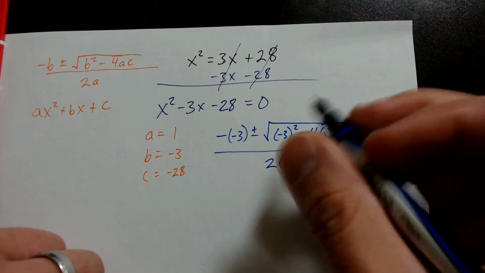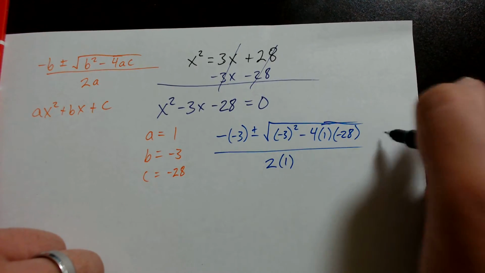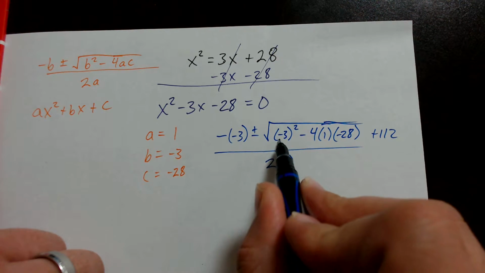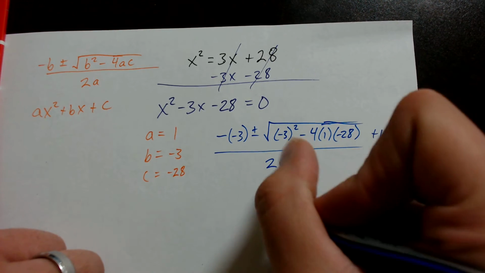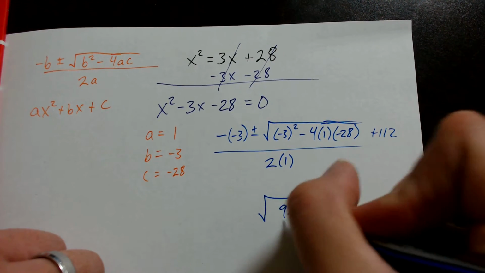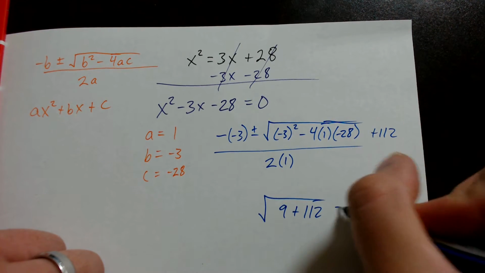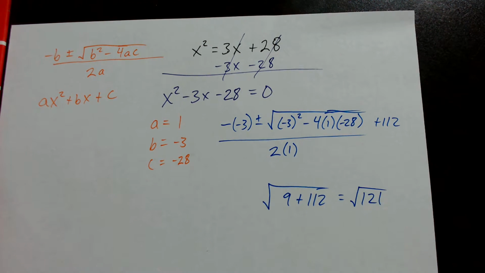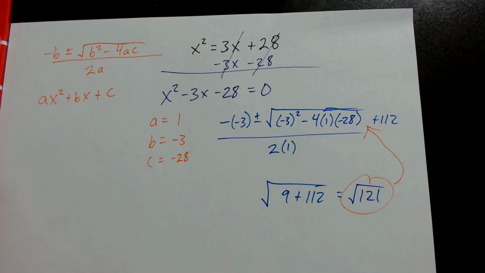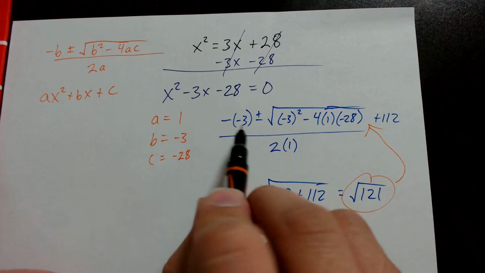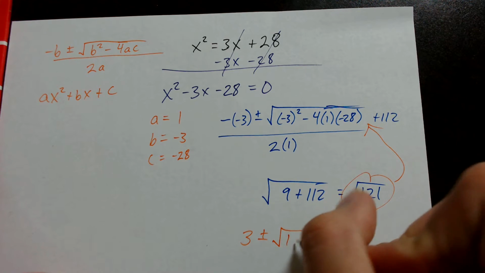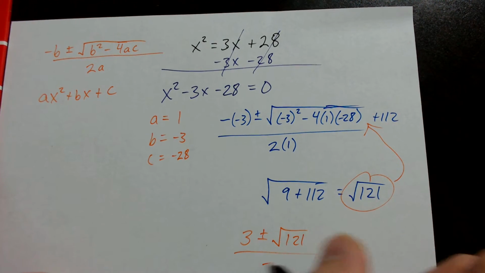So I've got the square root of, so this is going to become plus 112. And negative 3 squared is just going to be positive 9 because the negative gets squared in this case. So I have the square root of 9 plus 112, which is going to equal 121. Square root 121. Negative 3 is just going to become positive 3, so I have 3 plus or minus the square root of 121 all over 2.